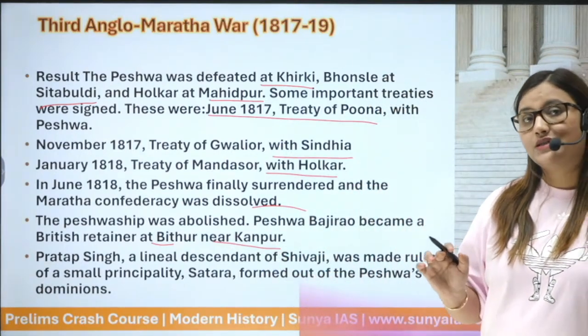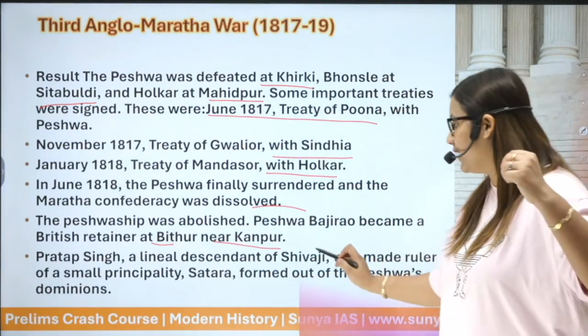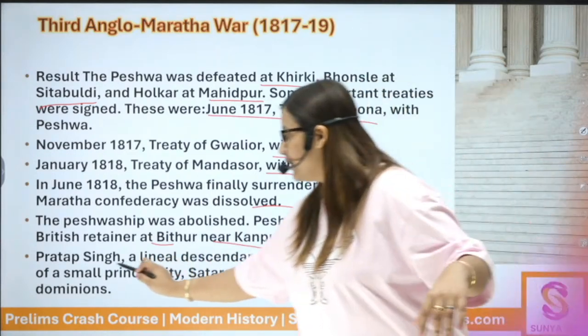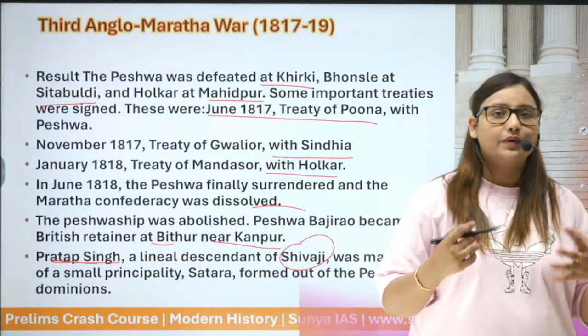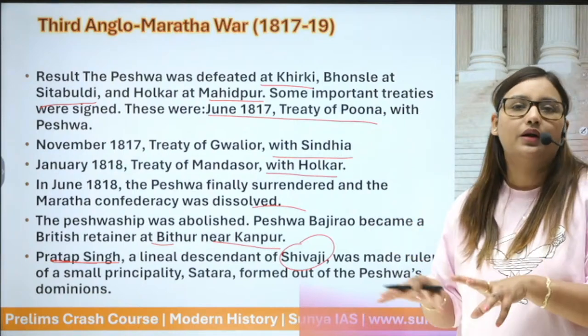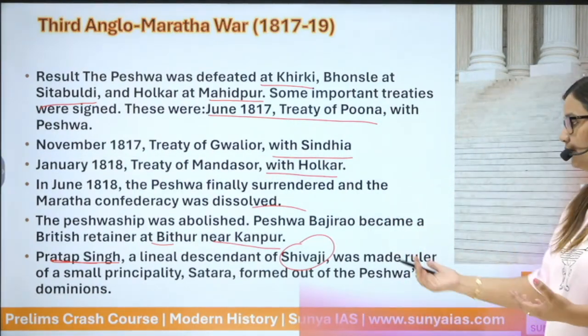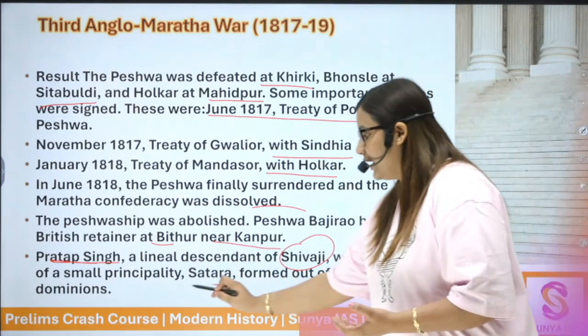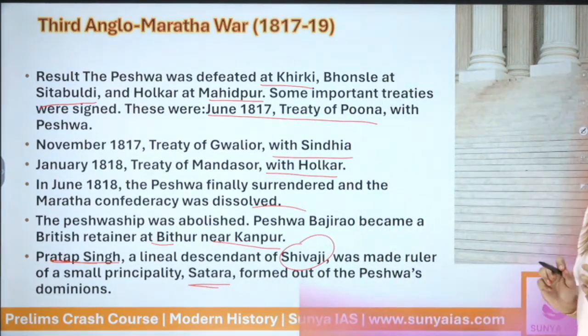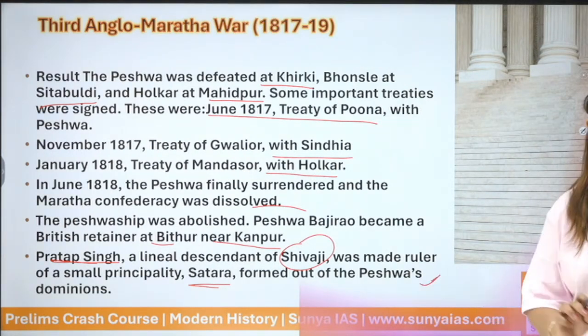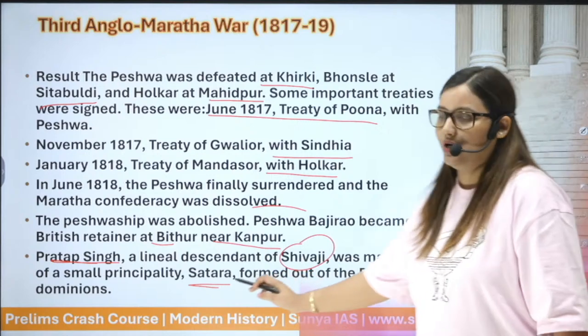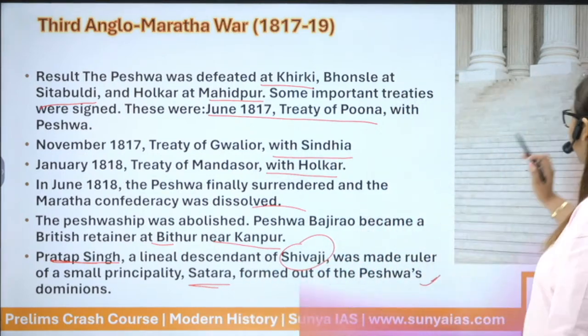Pratap Singh was a lineal descendant of Shivaji Maharaj. He became the person who could have a small territory as a prince, to rule a small area. A small principality, Satara, was given to him, which was formed out of the Peshwa's dominion. Now they were confined to Satara only. I showed you Satara on the map. I hope you remember that.